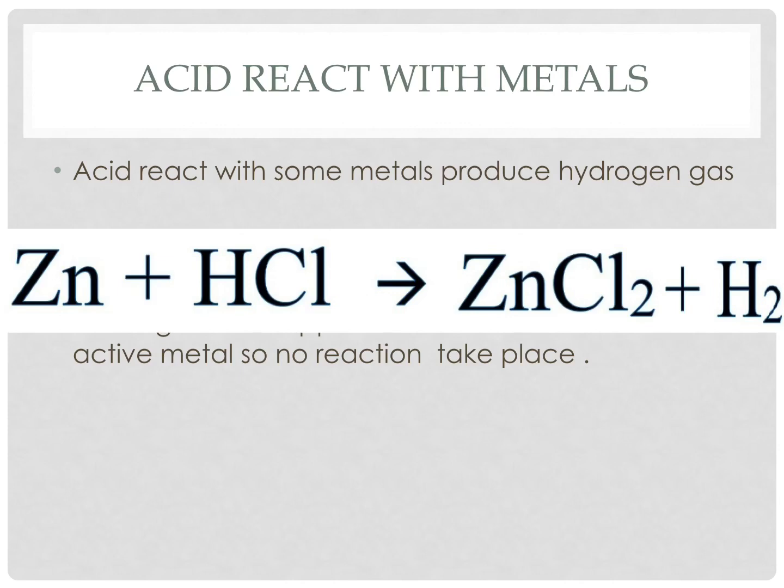Okay, acid reacts with metal. What do I mean by this? So, acid reacts with some metals to produce hydrogen gas. Whenever the reaction between acid and some kind of metals happens, the product will be hydrogen gas. And this doesn't happen all the time.